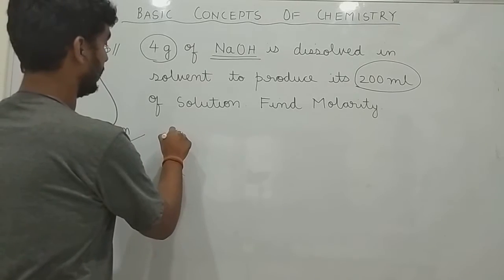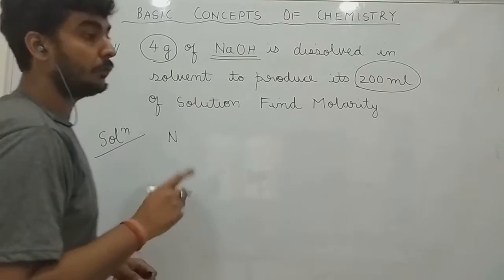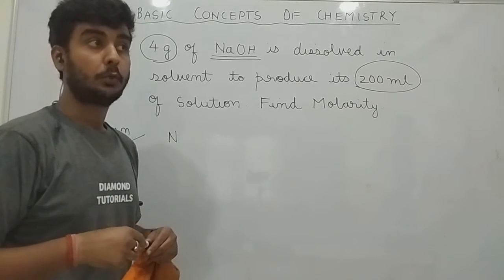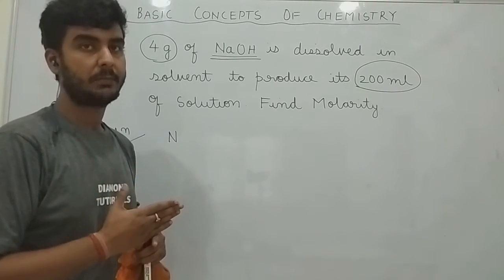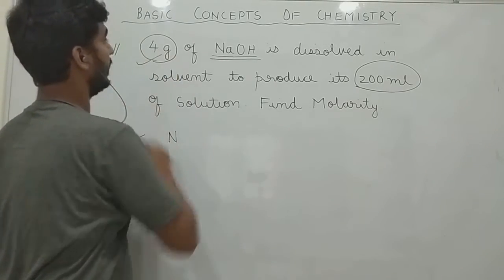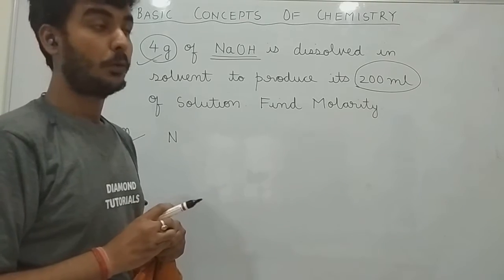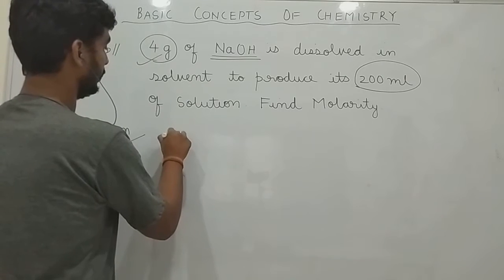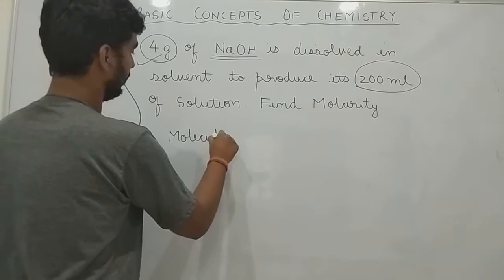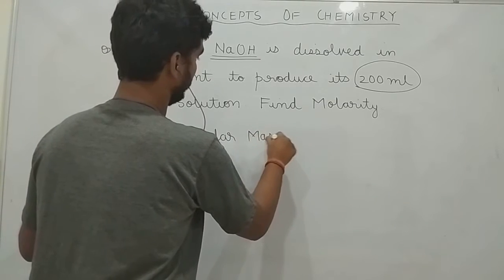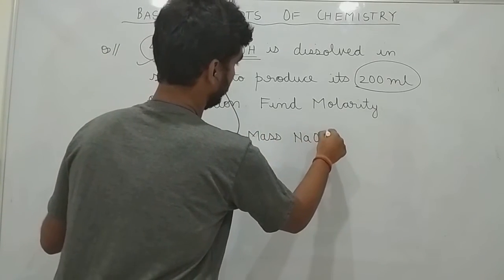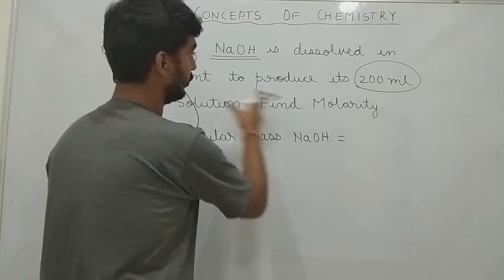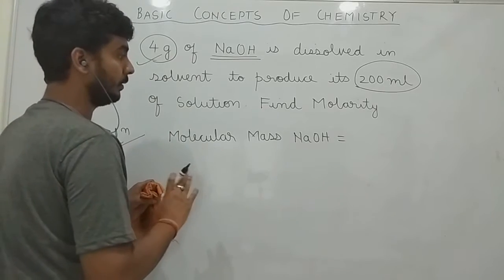So let us see how to find molarity of the solution. So first of all, we have to find number of moles of solute, and sodium hydroxide is the solute. To find number of moles, you should know the given mass and the molecular mass. Now, what is the molecular mass of NaOH? So molecular mass of NaOH is what? Or gram molecular mass, because it is given in gram.